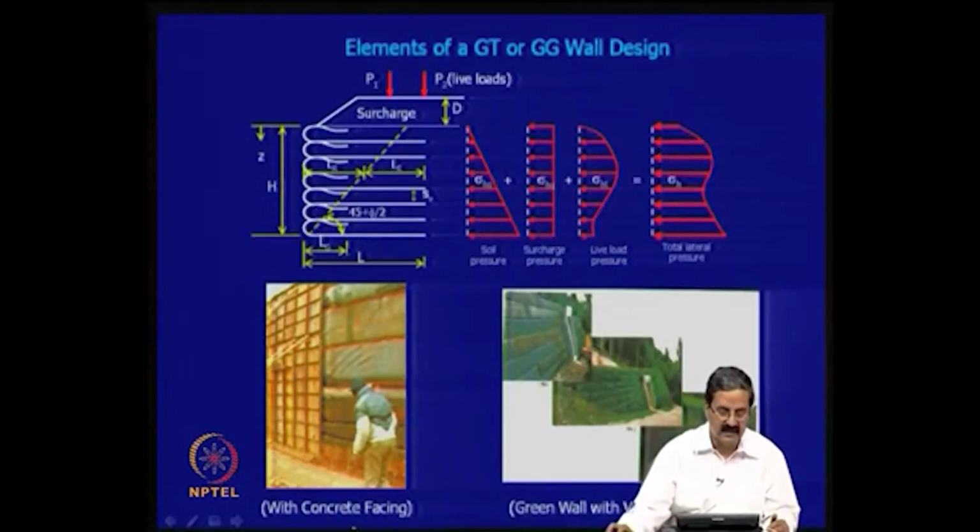So, you can see that once you have an earth pressure, T is taken care of by this. Near the facing the earth pressure is minimum, in fact there is no pressure.